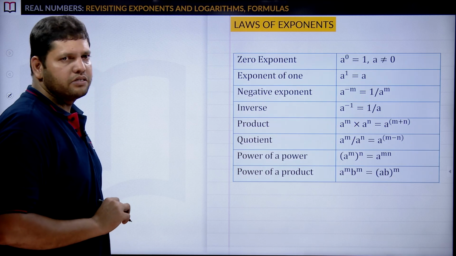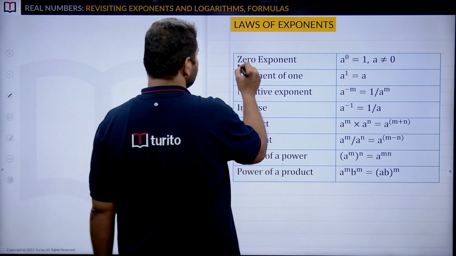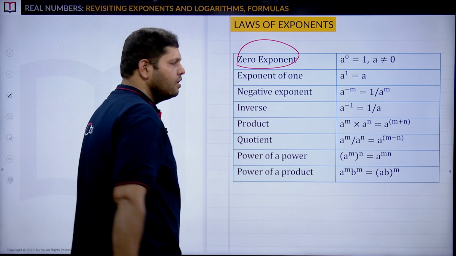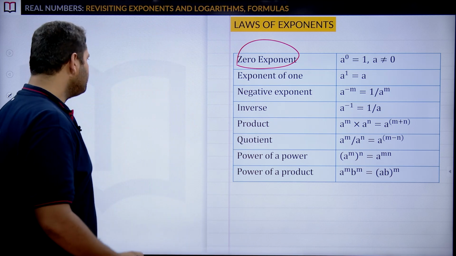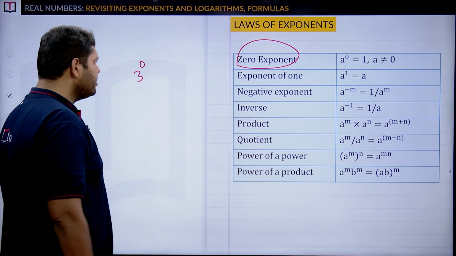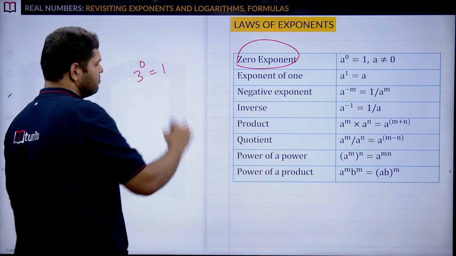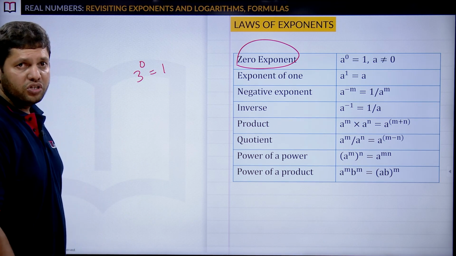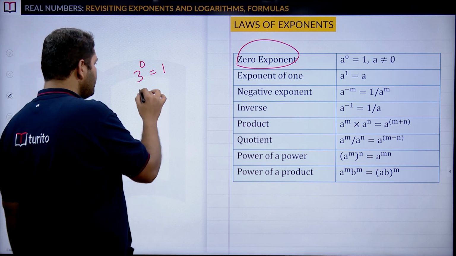Now children, laws of exponents. The first one is the zero exponent. Zero exponent means if you take any number and apply the exponent zero, the answer is equal to 1. But the condition is that the base should be a non-zero number.